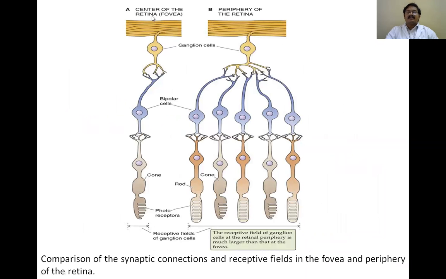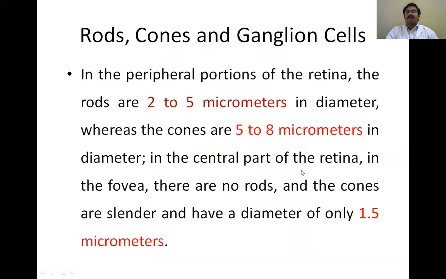This is how it is in the central retina, where a single cone synapses with a bipolar cell and then a ganglion cell. When you go to the periphery, a single ganglion cell synapses with multiple bipolar cells and multiple photoreceptor cells. In the peripheral portion of the retina, the rod's diameter is 2 to 5 micrometers, and the cones are 5 to 8 micrometers.